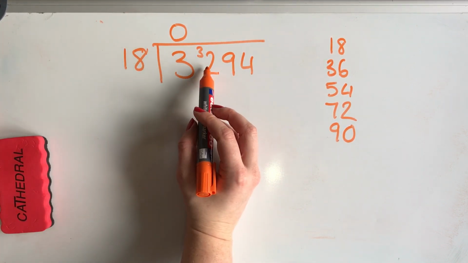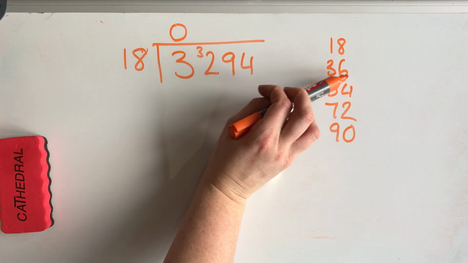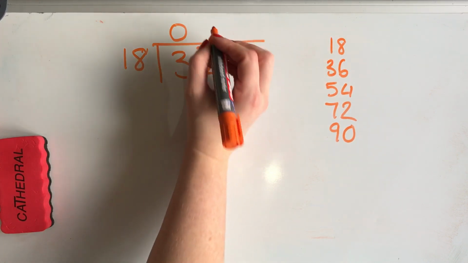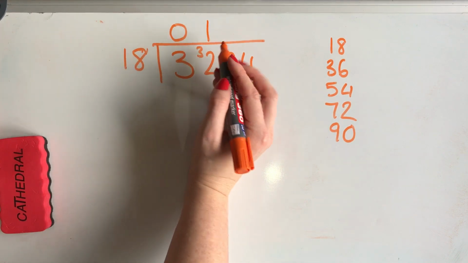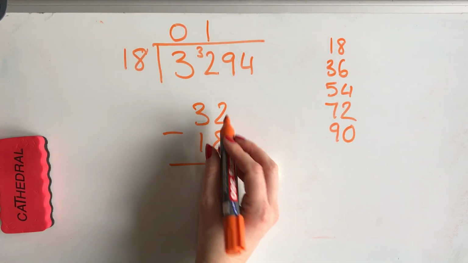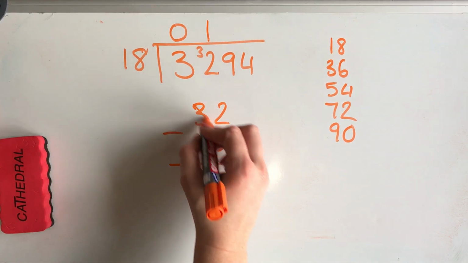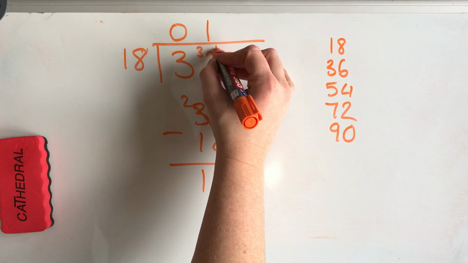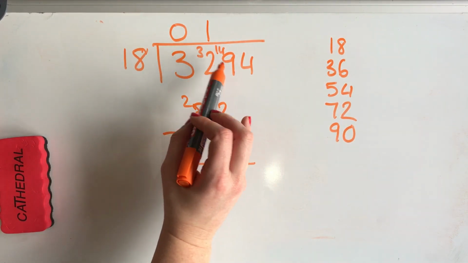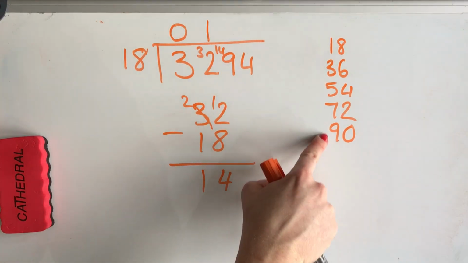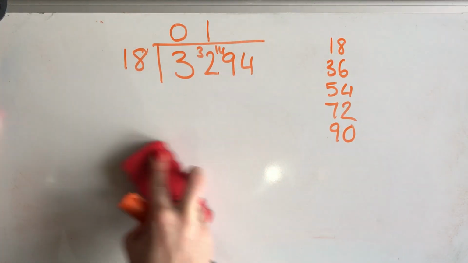How many 18s are there in 32? Well, I've only got 32, so I can't do that many, so it's got to be this one, because 1 times 18 is 18, and then if I do 32 take away 18, that will leave me with 14. So then I've got 14 left over. So now instead of 9, it's 149. So I don't have enough here, so I need to carry it on.